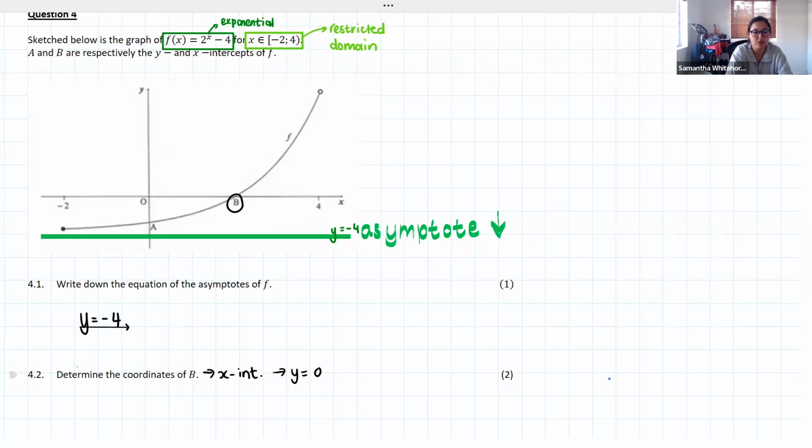Okay, so we are getting two different answers. One of them is correct, and we'll have a look in a second. But make sure you're double checking your work.